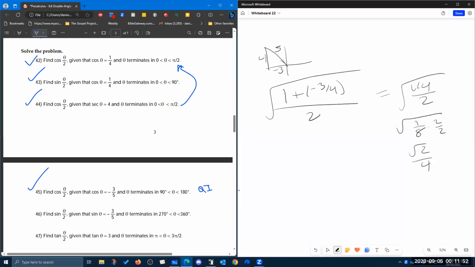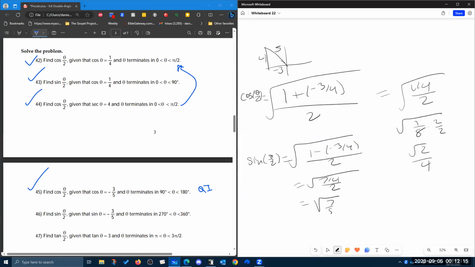Same triangle, only this is going to be sine now. Sine is also going to be positive. And that one's root 14 over 4.